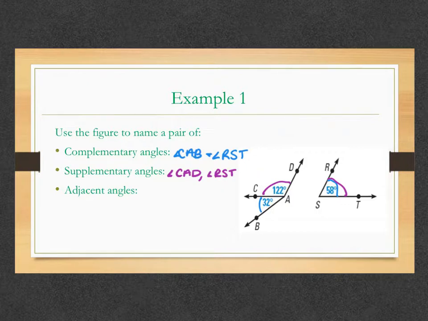How about the adjacent angles? Which ones share a side and a vertex but don't overlap? Luis. B, A, C, and C, A, D. Good. BAC or CAB and CAD or DAC. Everybody good so far? Okay.